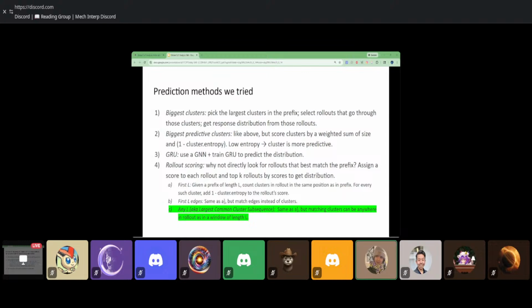So you can imagine that if there is a correct rollout, one that goes to the correct answer on our graph, and at some point it goes through a very similar sequence of clusters as our prefix, this should be a positive update to the distribution, right? Because there's a rollout that's correct that is similar to what the model is saying now. So that's the intuition. The thing we ended up using is a little bit technical.